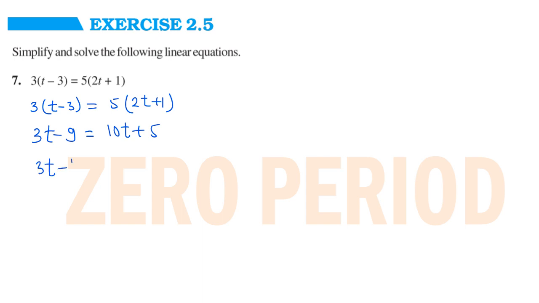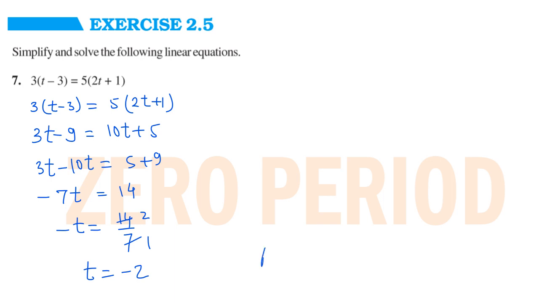Then 3t and 10t together at left side, and 5 and 9 together at right side. It will be minus 7t, and 5 plus 9, it's 14. So minus 7t is equal to 14, so t is equal to 14 upon 7. 7 can cancel this 2 times, so t is equal to minus 2. So the answer of this question is minus 2.